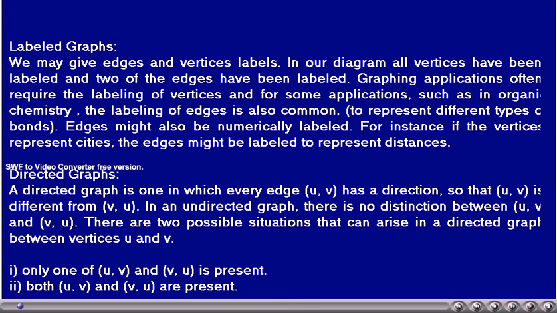A graph is said to be a labeled graph if its vertices and edges are labeled. For example, if we consider the nodes as cities and the roads which join them as the edges, and we name the vertices with the city names and write the distance on the edges, then that graph can be said to be a labeled graph.